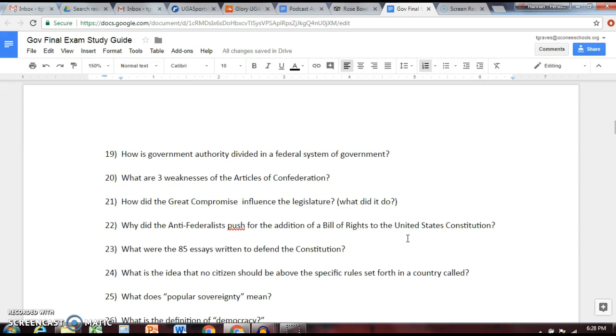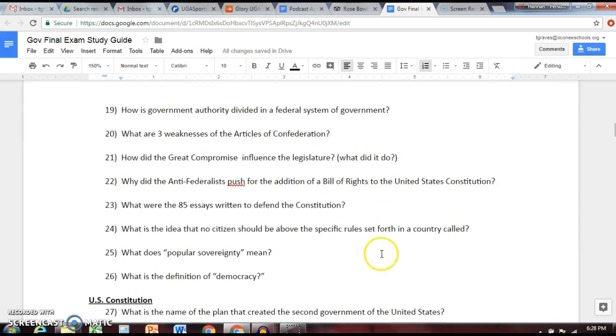But it ended up being very influential throughout the colonies, especially the colonies in the Northeast. Number 24, what is the idea that no citizen should be above the specific rules set forth in a country called? It's called rule of law. We are under the rule of law in the United States, which means no citizen, no matter how rich or powerful you are, is above the law. All the laws should equally apply to everyone.